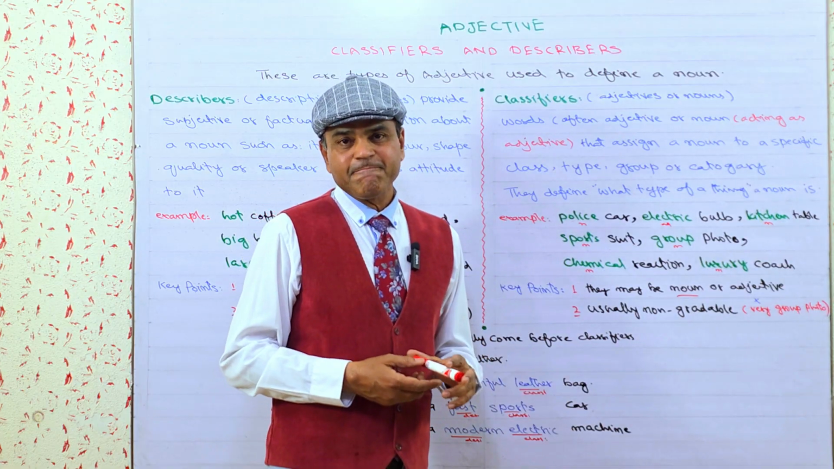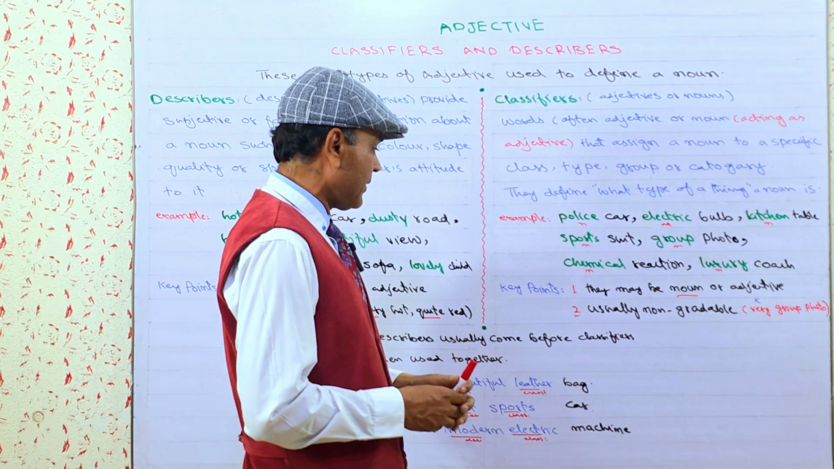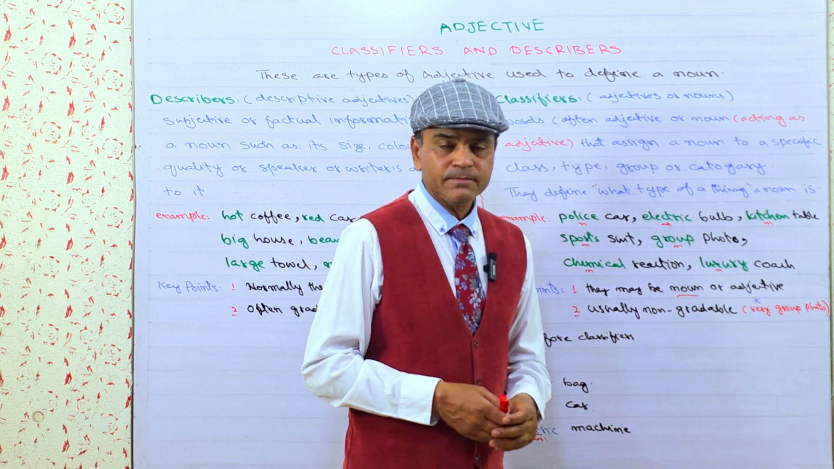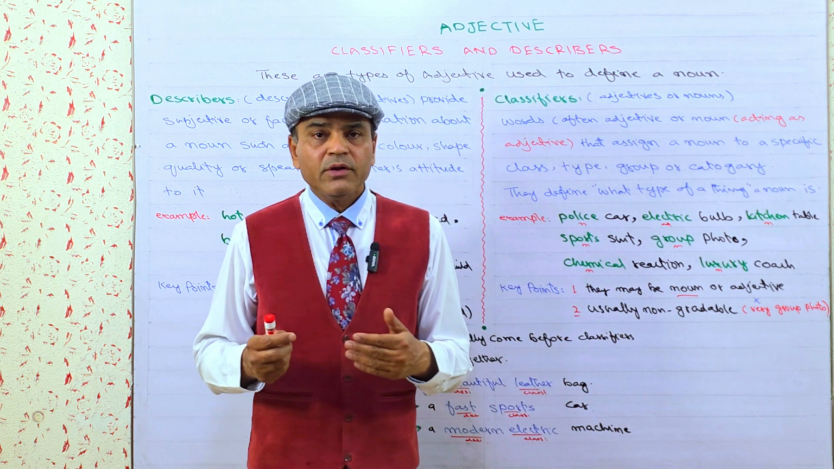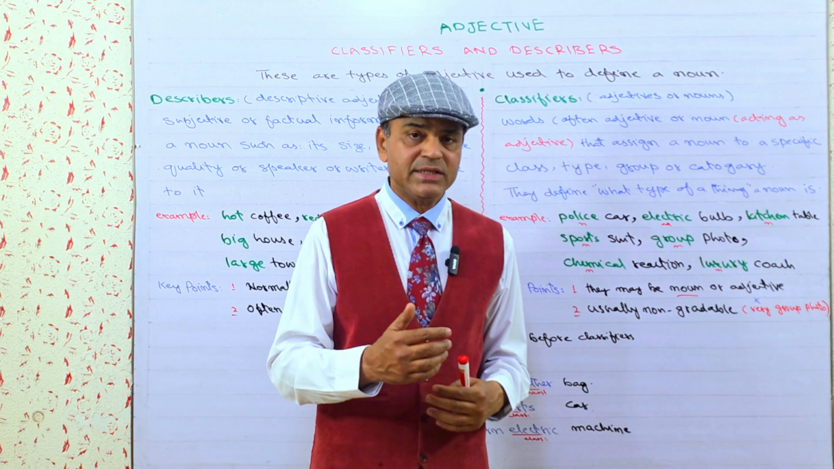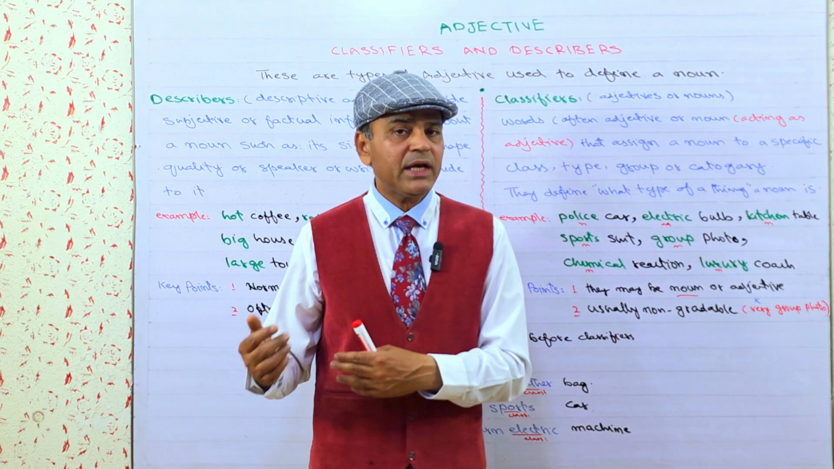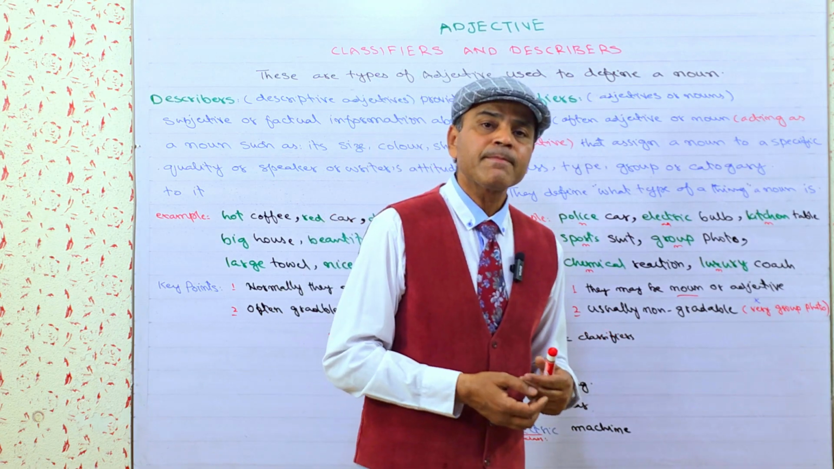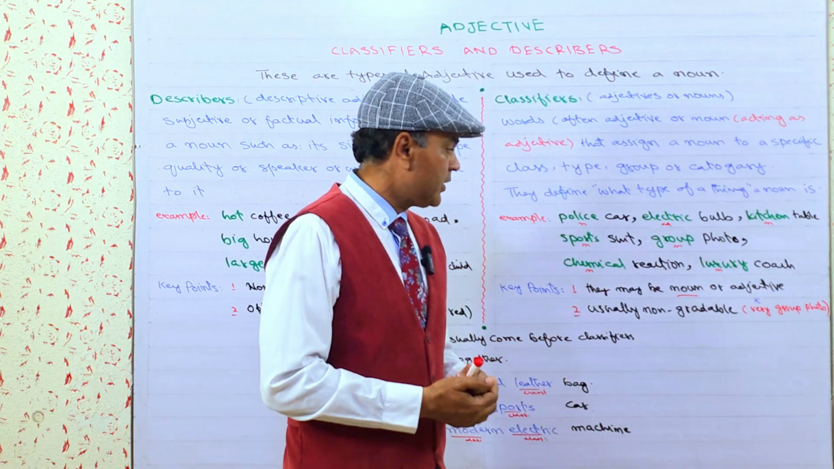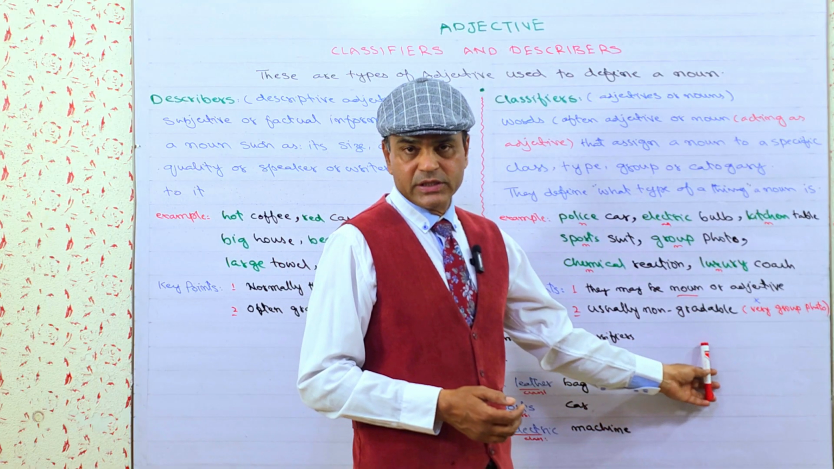Another very important thing that will help you to understand that the adjective is a classifier is that classifiers are non-gradable. That means there is no concept of degrees. We cannot say more or less by adding other adverbs with them. Like I said, tall, taller, tallest, degrees, or very hot, increasing the degree of heat. So the classifiers are non-gradable adjectives.